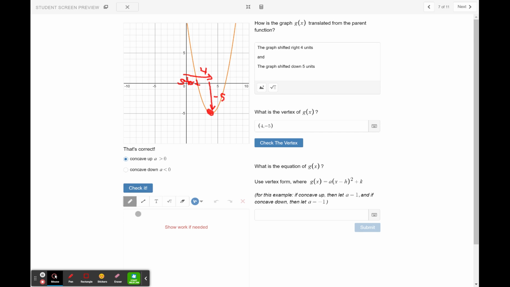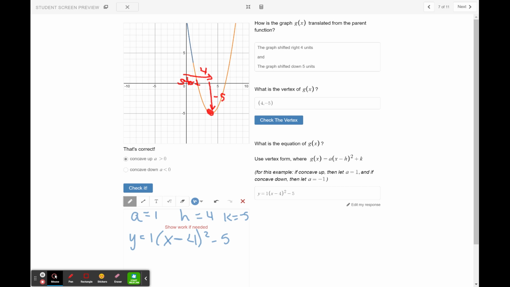And then for this problem, since it's concave up, we're going to have A equal 1. Our H is a positive 4, and our K is going to be a negative 5. So we're going to plug that in. Remember, the equation is x minus h. So x minus 4 squared, and then that's a minus 5, so we're going to minus 5. You can do plus minus, but we're trying to get away from that. Now, you know you did it correctly if it highlights over the parabola that was given.